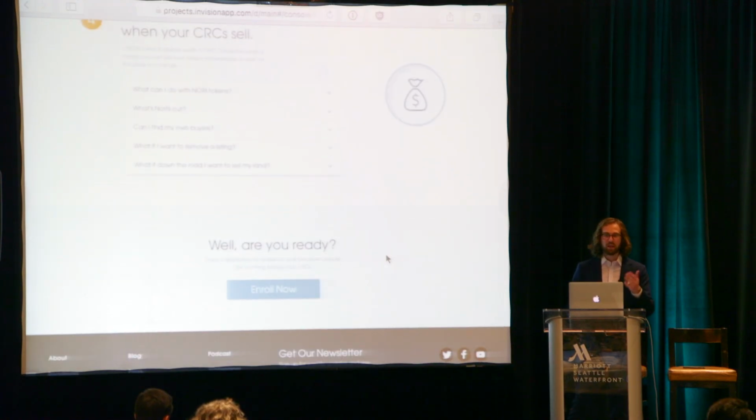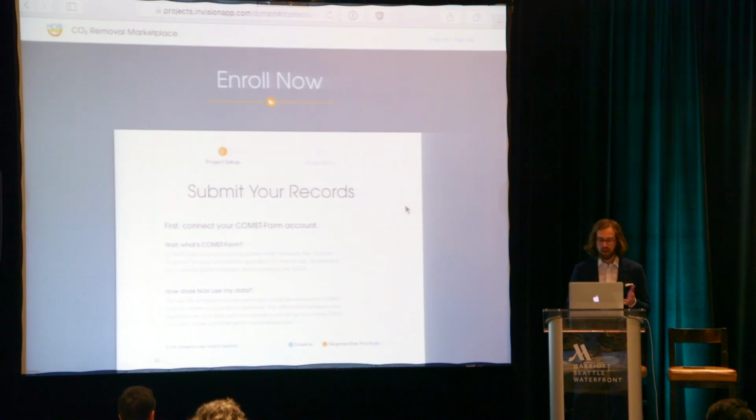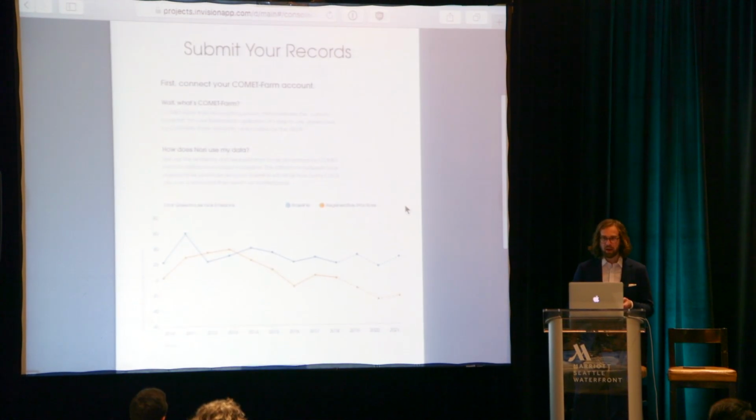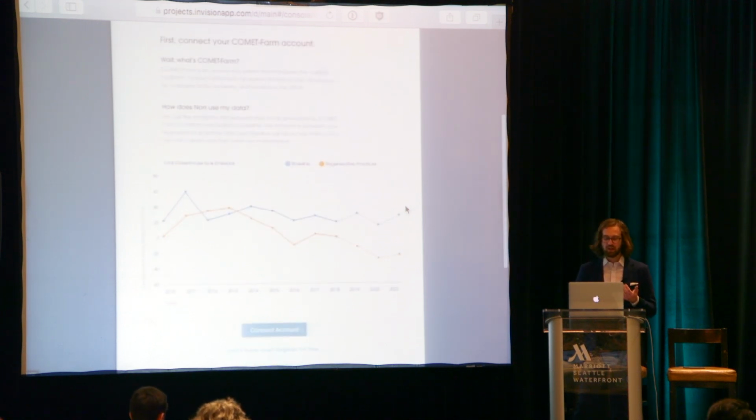So after you've landed on this and you decided you want to move forward with it, you're going to enroll in the application and basically create an account. We have Keith Poshton here. He's going to be talking tomorrow on one of the panels from Comet Farm. So Comet Farm is one of the data aggregator partners I mentioned. What we're looking at here is a sign-in form to connect to Comet Farm so that you can pull in the farm data that you've uploaded into their application into ours.